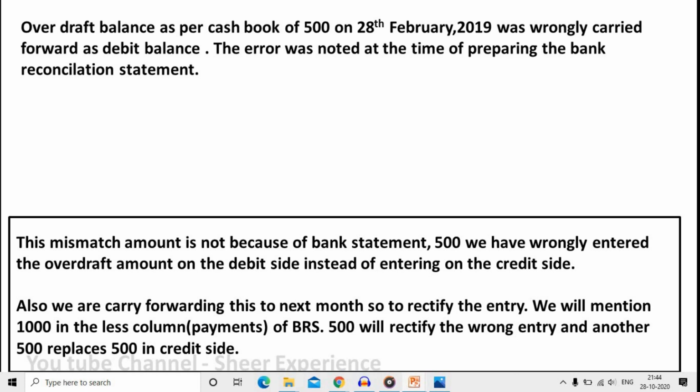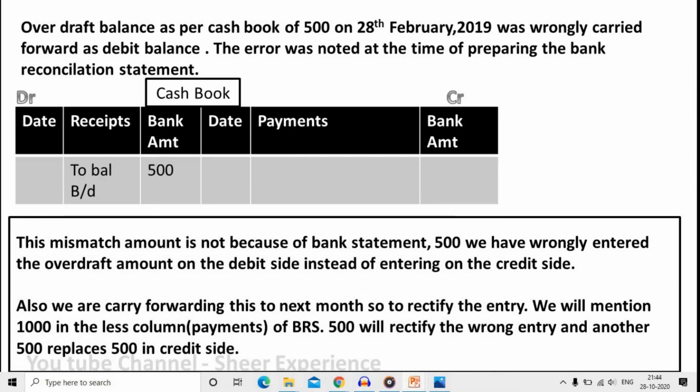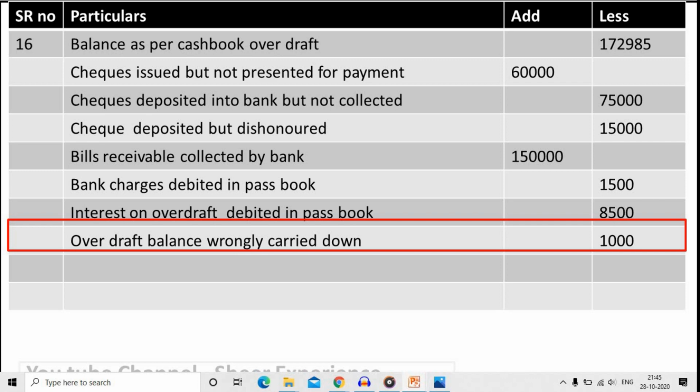So to rectify this entry, we have to mention 1000 in the less column of bank reconciliation statement, because 500 will rectify the wrong entry, which is there in the debit side of the cash book, and another 500 acts as an overdraft balance, which is supposed to be an overdraft balance in the credit side. So 1000 will be mentioned in the less column, and in the particulars column overdraft balance wrongly carried down.